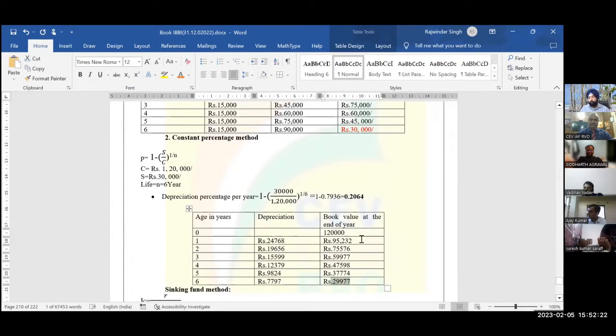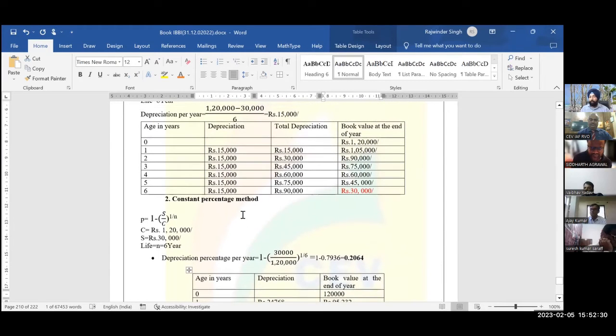Sir, to remember this concept, straight line method is not constant percentage method, so we can also call the straight line method the constant amount method. Yes, sir, we can call it a constant amount. Okay, sir. It is up to you.